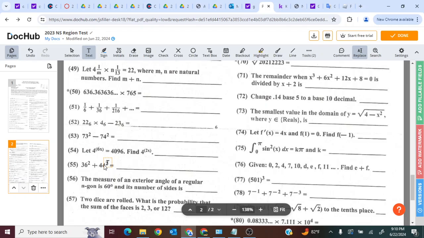The measure of an exterior angle of a regular polygon is 60 degrees. Number of sides is what? Exterior angle is 360 degrees divided by your number of sides. So your number of sides to get that is 6.